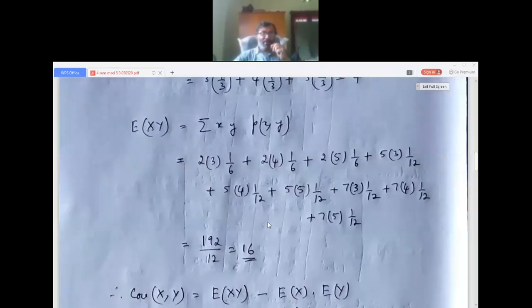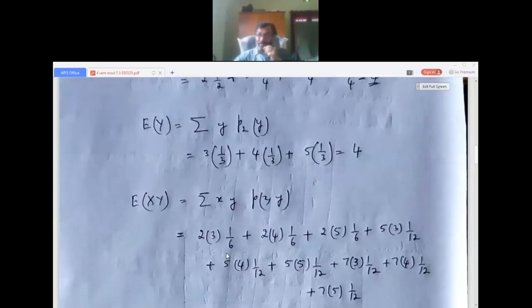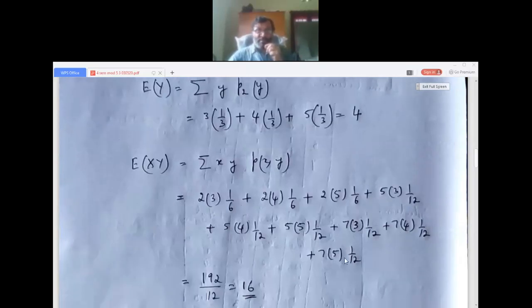Then you have to multiply. For example, this is 12 by 6. This is 8 by 6. This is 10 by 6. This is 10 by 12. You can simplify if you want. This is 20 by 12. This is 25 by 12. This is 21 by 12. This is 28 by 12. This is 35 by 12. So simplify all of this. You can use a calculator. You don't have to calculate much, a little bit of calculation is more than enough.